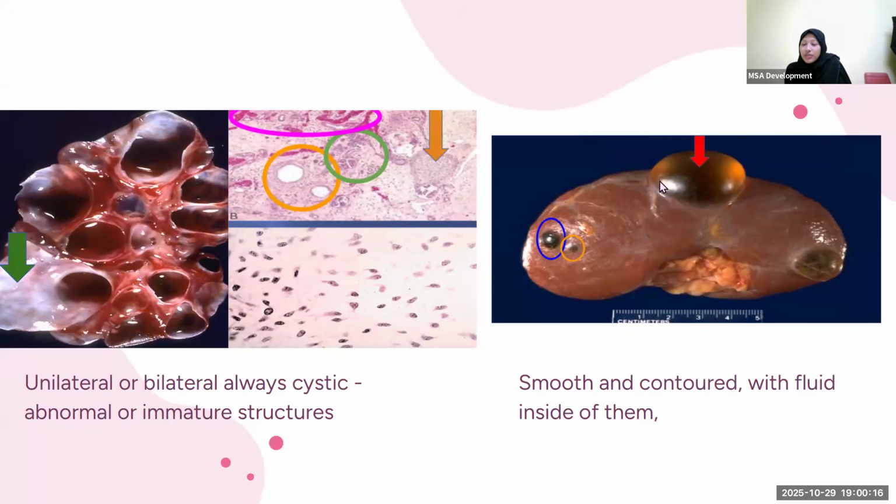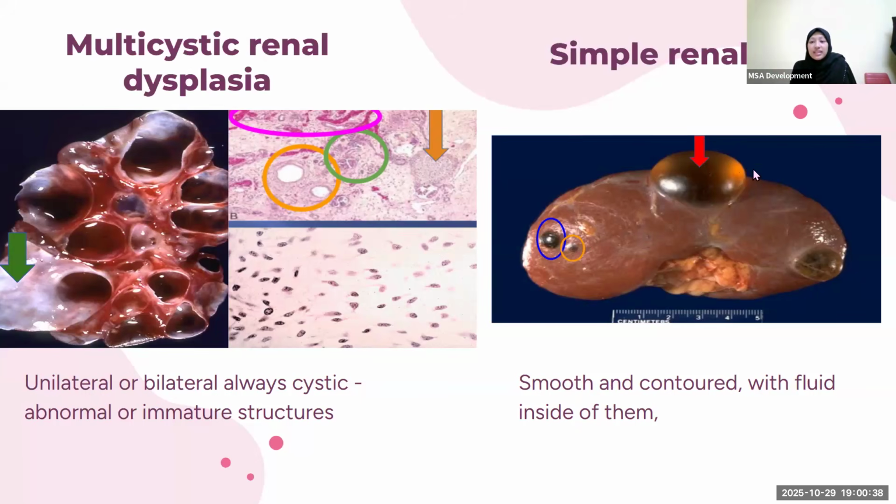However, this one, if you see a simple one, smooth rounded cyst, here this is small, this is big, see, smooth and contoured, only with fluid inside of them. There's no solid, there's no signs of malignancy. This is simple cysts, okay? And we'll see the difference now. So this one here is dysplasia, this one is a simple.